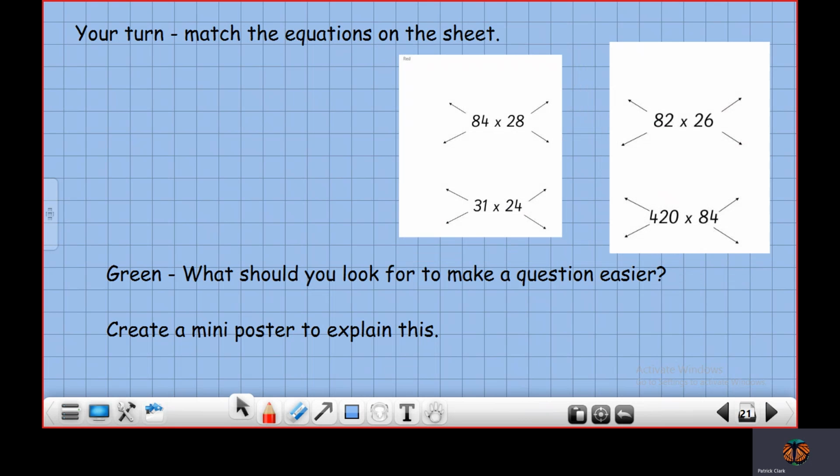On the website, I have given you 8 different equations. I'd like you to match them to the ones on the sheet. Make sure you get the correct ones, otherwise it won't work.